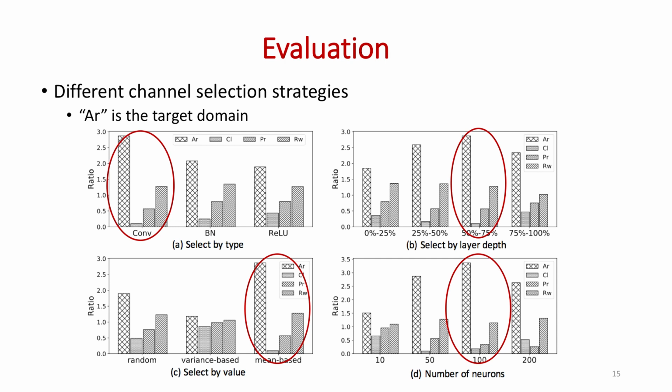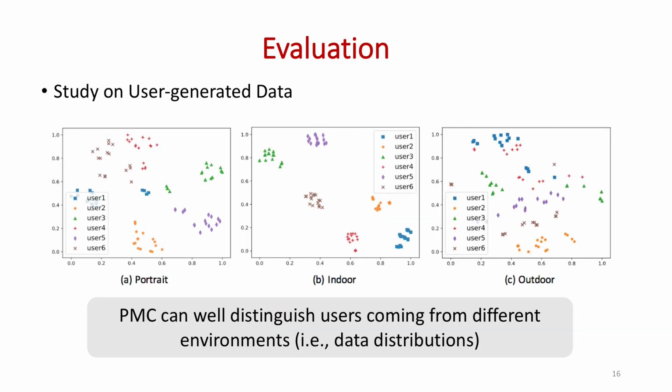In summary, the best practice of channel selection in PMC is to select 50 to 100 channels from an intermediate convolutional layer based on the magnitude of mean activation values. We also tested on other models and datasets, and the conclusions are the same.